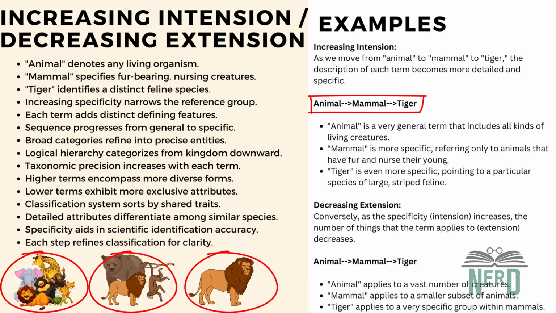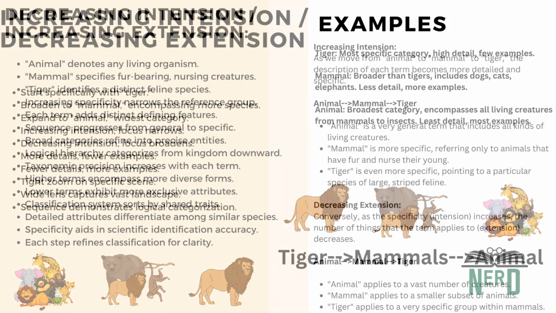Tiger. At this most specific level, we're focusing on a single species. A tiger is a large, carnivorous mammal known for its distinctive orange and black striped coat. This term has the highest intention because it's very detailed, defining attributes specific to tigers only, and the lowest extension because it applies to one specific kind of animal.